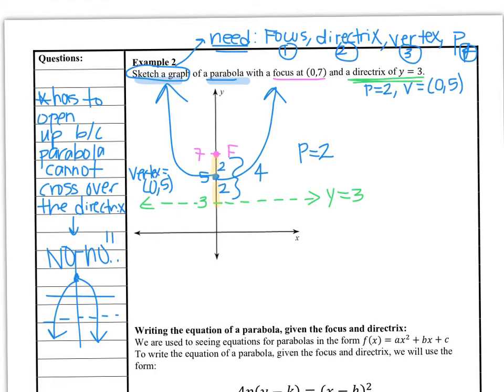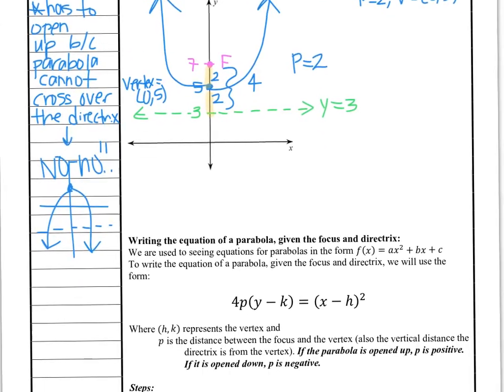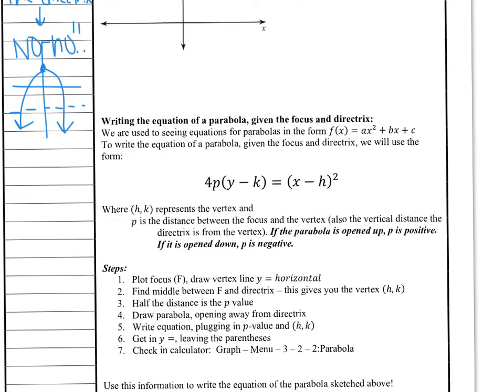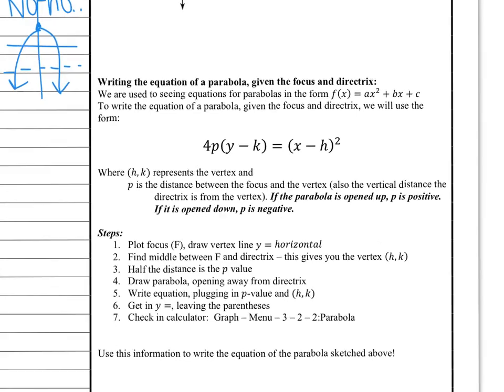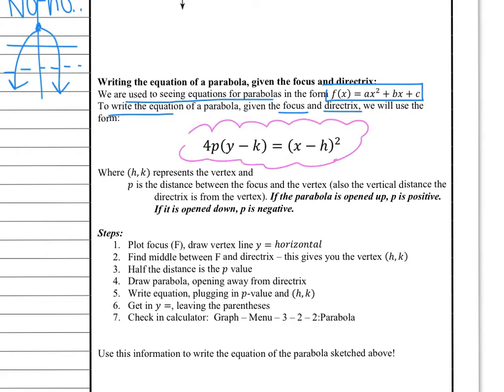And the next part of the notes is how do we now write the equation of a parabola given the focus and directrix. Okay? So it says here we are used to seeing equations for parabolas in this general format where it's ax squared plus bx plus c, but we need to learn how to write the equation of a parabola given the focus and directrix. This formula right here is something that you need to memorize, unfortunately, but hopefully once you use it a few times it won't be too bad.